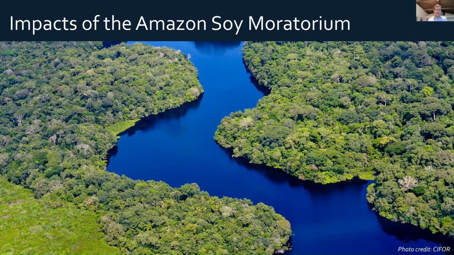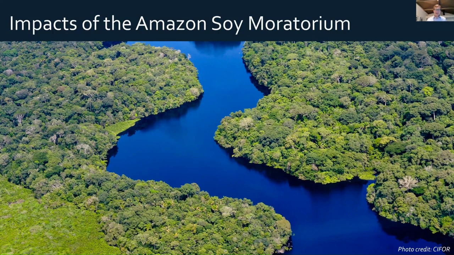And the solution they came up with was to basically commit the companies to not buying any soy from farmers that were engaged in active deforestation in the Brazilian Amazon. So really interesting, innovative policy design. But the question was, did this actually have an impact?